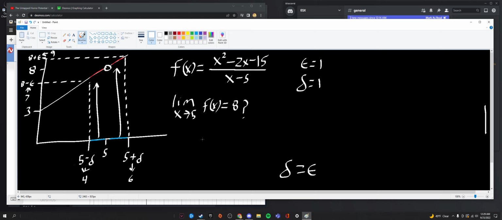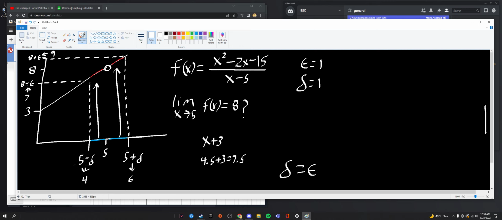Wait, was there a minus at the first time? No. Alright, let's start from the top. Factor this out, it's x plus 3 times x minus 5 over x minus 5. Those two cancel out. So what we're left with is just x plus 3. Yeah, I was right. I was thinking of the other one. So x plus 3. And we plug in x to be 4.5. So 4.5 plus 3 is equal to 7.5.